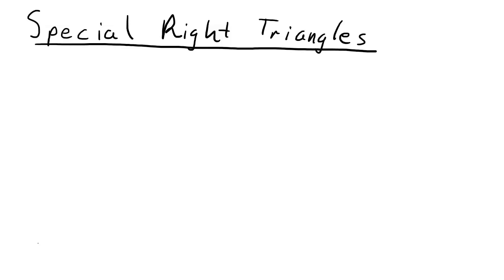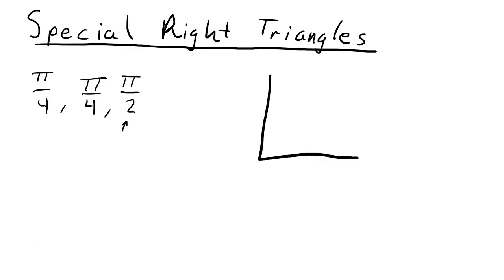So the first triangle I want to talk about is the pi over 4, pi over 4, pi over 2 triangle. So these are going to be angles within our triangle. And remember, both of these triangles are going to have a right angle in them, so they're going to have pi over 2 in them. This is also called the isosceles right triangle, because having two of the same angle means that we're going to have two equal sides. So we're going to have the right angle, and these are going to be our pi over 4 angles right here.